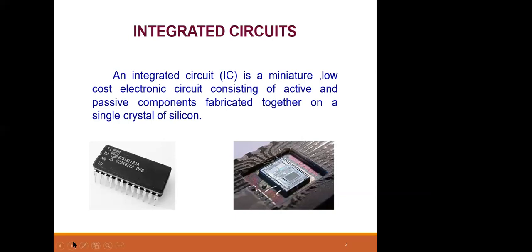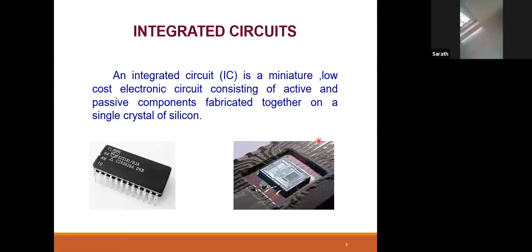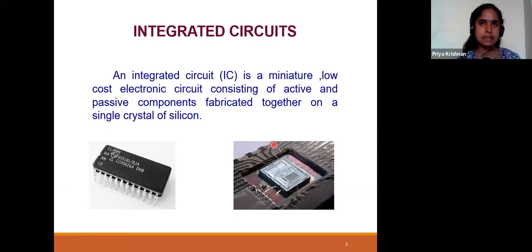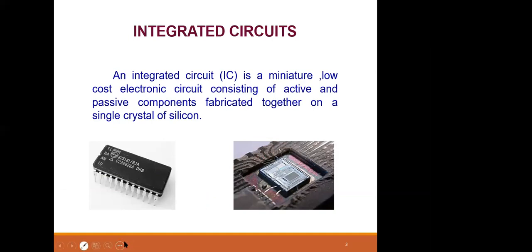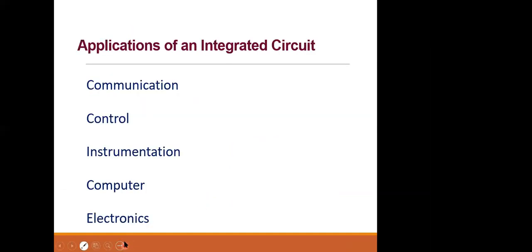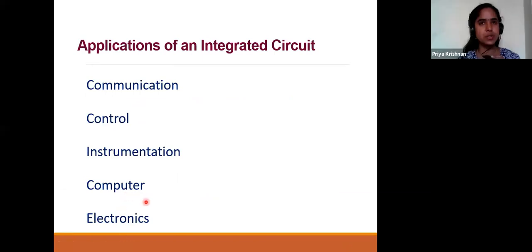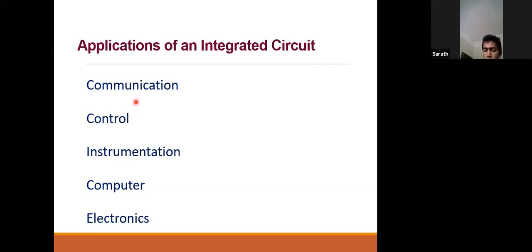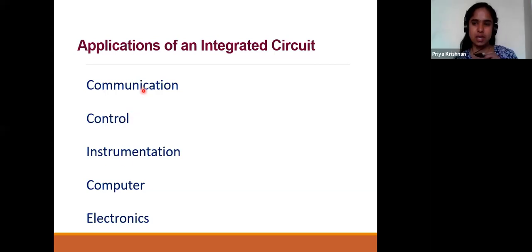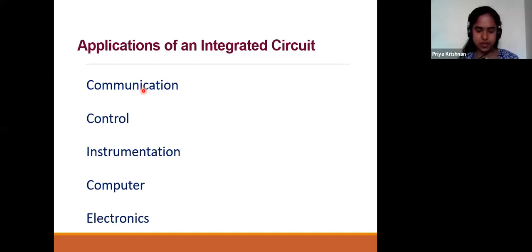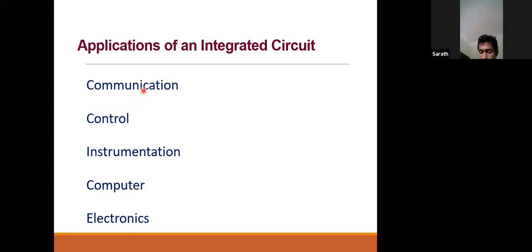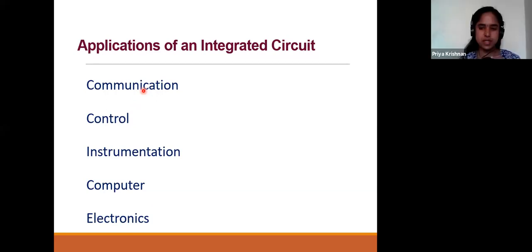So all these huge things are fabricated inside the IC chip. We have huge applications for this integrated circuit. Communication, different electronics, even like remote control, we can see the different ICs. Toy car, we can see the different ICs.